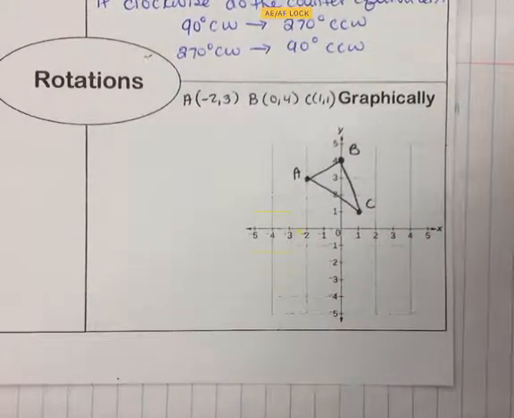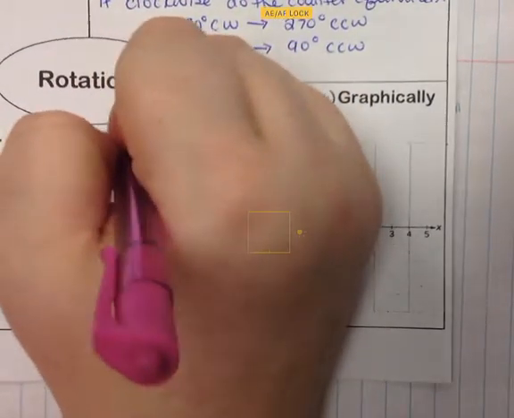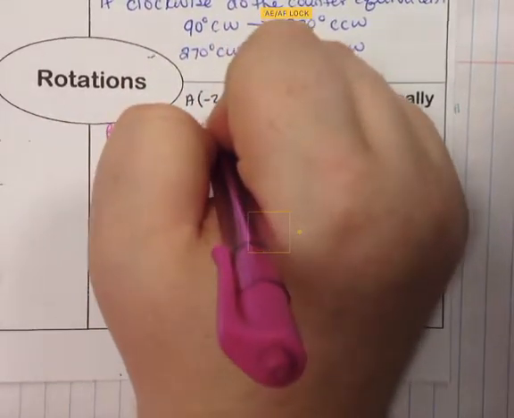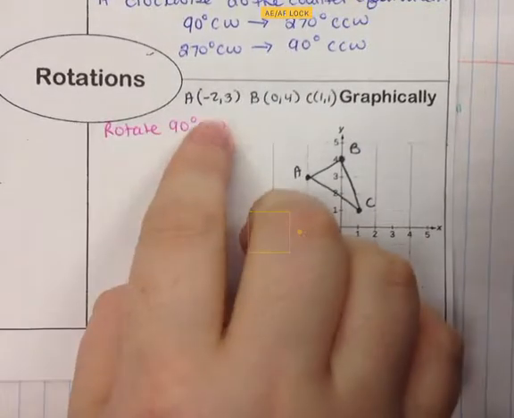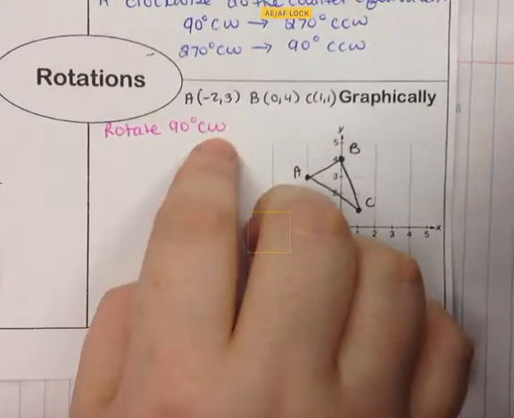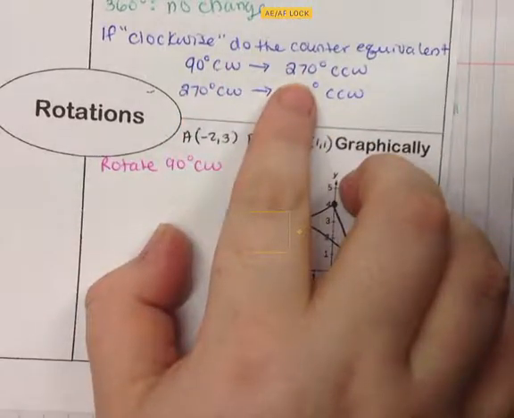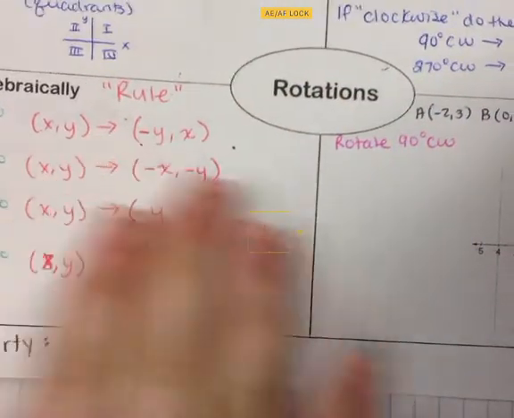So what I want to do here is, this time I'm going to give the directions. I want to rotate this figure 90 degrees clockwise. Now, because it says clockwise, that means I have to do the counter equivalent. 90 degrees clockwise really means 270 degrees counterclockwise. We have to do these rules in counterclockwise.